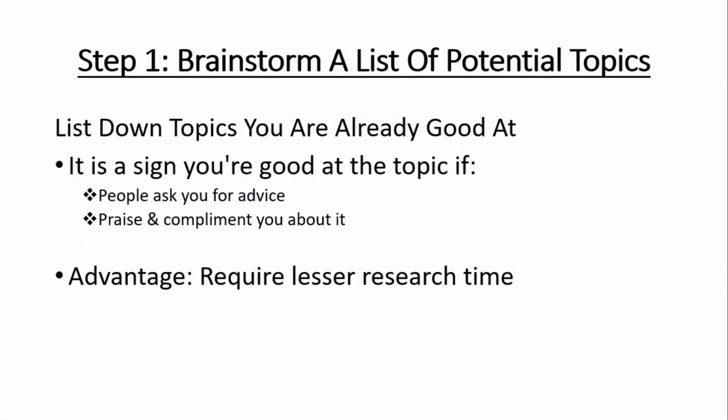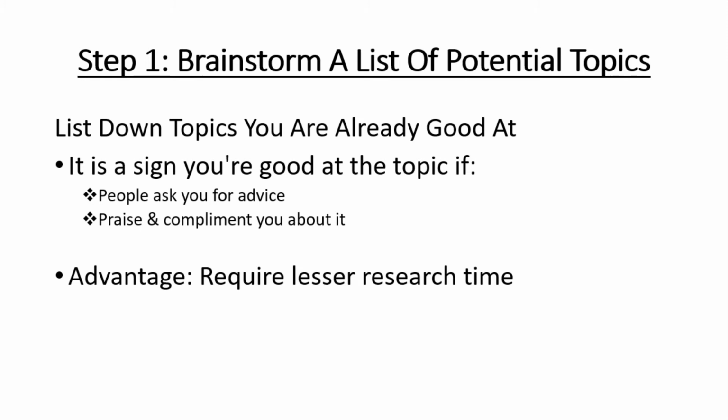The second type of topics you want to list down are the topics that you are already good at. It is a sign that you're good at something if you see people around you, like your family and your friends, come to you for a piece of advice. Or did you receive any praise or compliment about a particular topic lately?